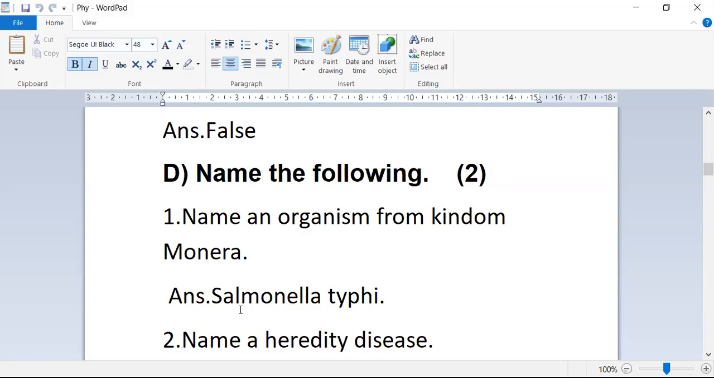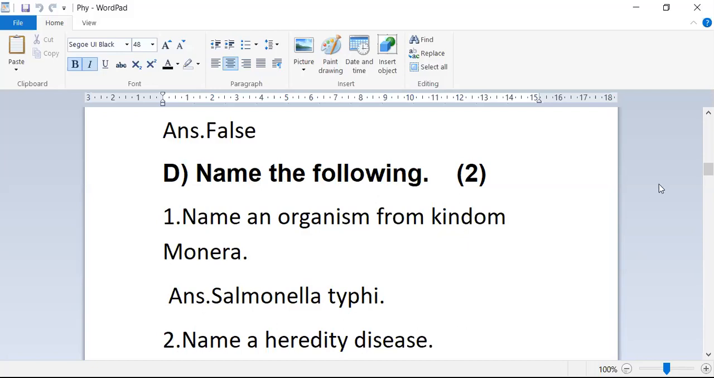1 is name an organism from kingdom Monera. I repeat, name an organism from kingdom Monera. The answer is Salmonella typhi. So you just have to write down Salmonella typhi. You don't have to write down the complete statement. Just write down the answer and move ahead to the next question.